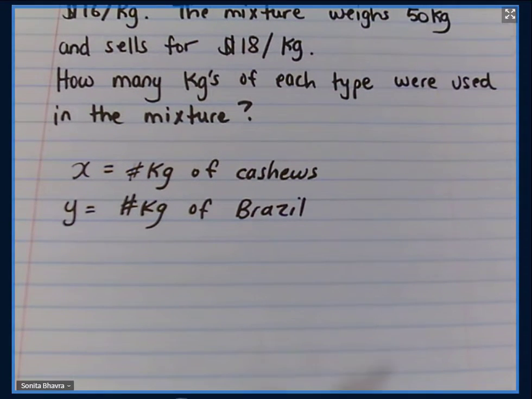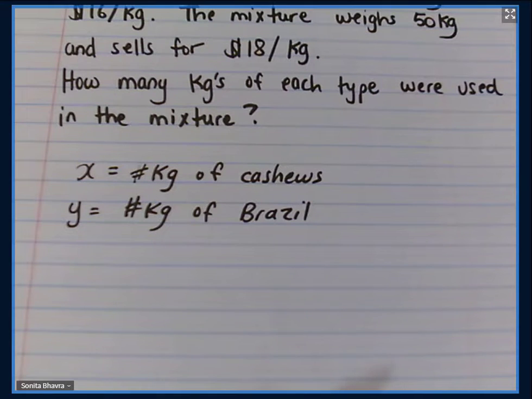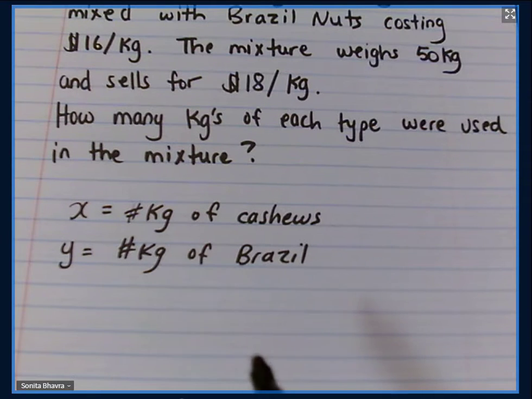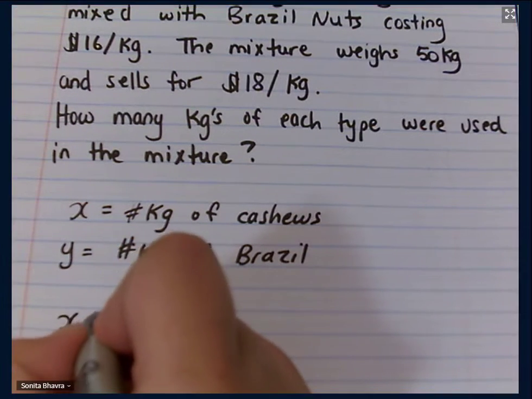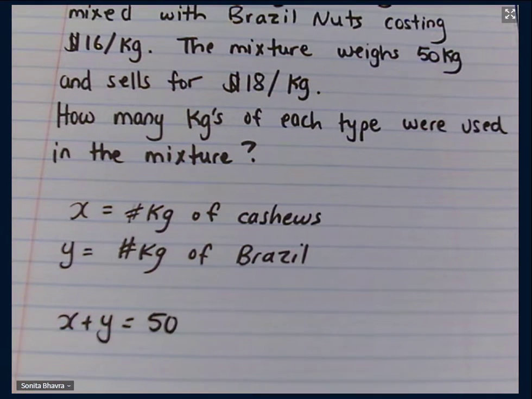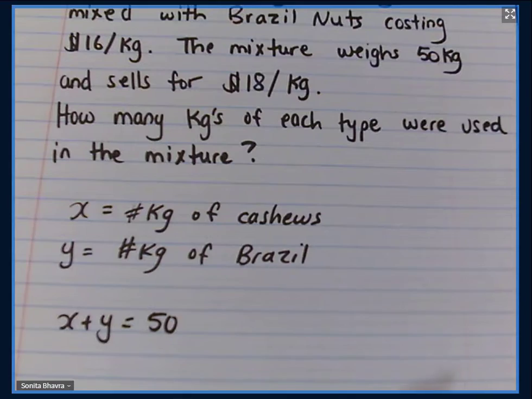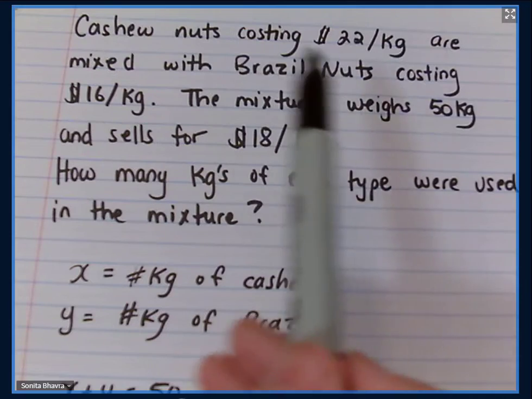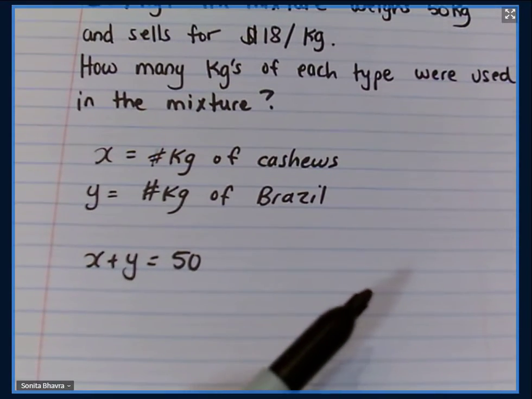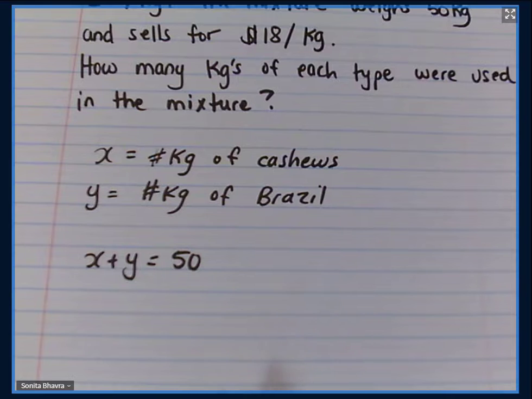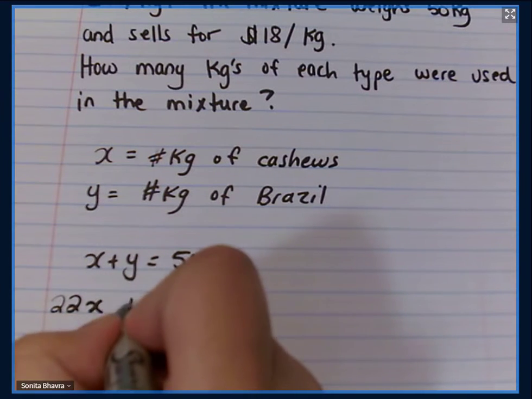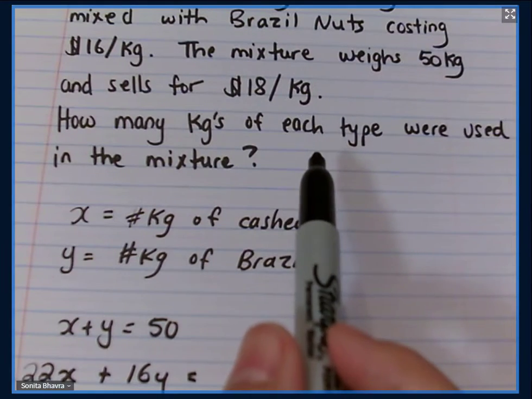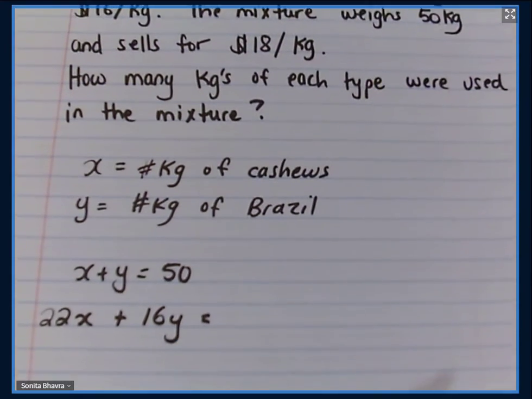Okay, so what do we know? We know that the mixture weighs 50 kilograms, so x plus y is going to equal 50 kilograms. And we also know that it's $22 per kilogram for cashews, and $16 per kilogram for Brazil nuts. So our second equation is going to be 22 times x plus 16y is equal to, it sells for 18 per kilogram, so it's equal to 18.